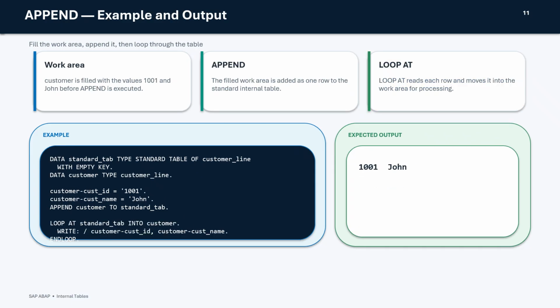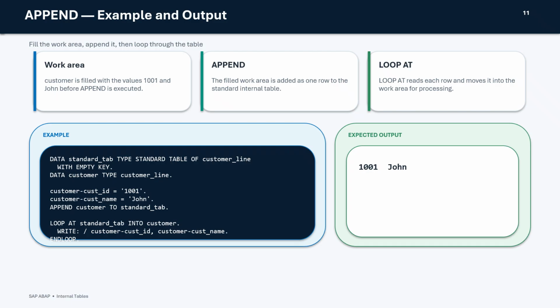Next, a simple example for APPEND and what its output is. Here we first fill the customer work area with customer ID and customer name, and then append it to the standard table. See here, it's a standard table. After appending, we loop over it, and you already have the record 1001, John. Then we loop the standard table into customer.